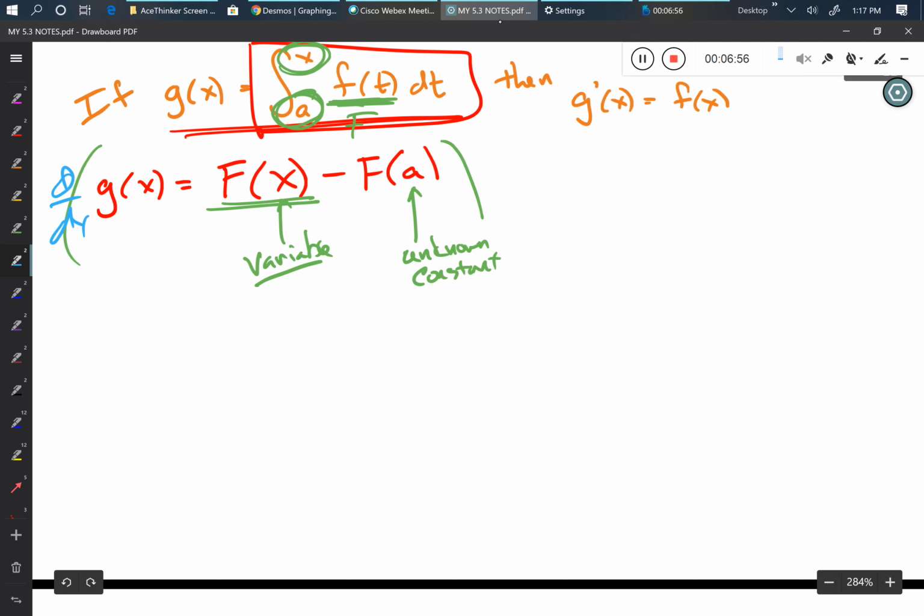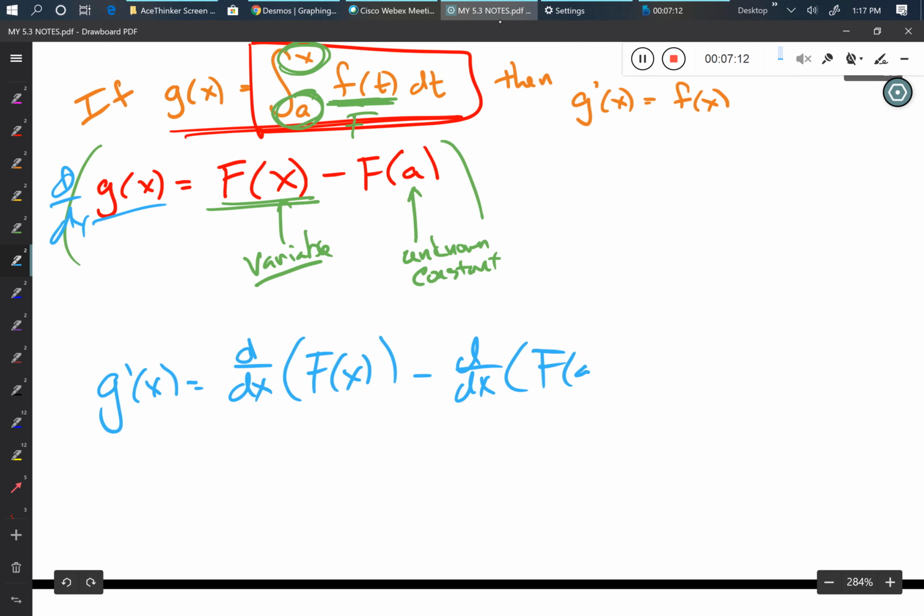Okay. So then if I took the derivative of this whole thing, well, derivative of g of x then is g prime of x. Derivative of big F of x, I need to take the derivative with respect to x of big F of x minus the derivative with respect to x of F of a. I'm going to deal with the second one first. If a is a constant, then F of a, the whole thing, is just a number. And what's the derivative of a number that contains no variables? That's going to be equal to 0.